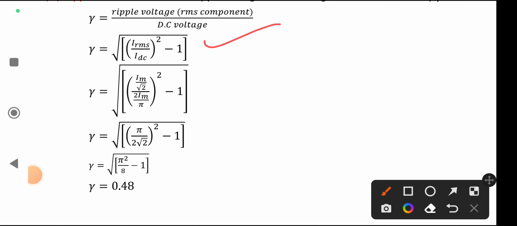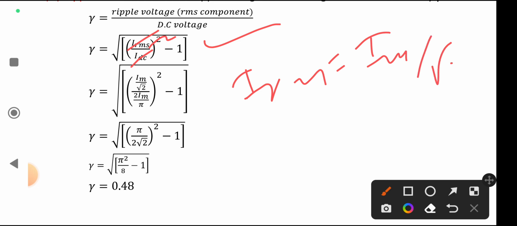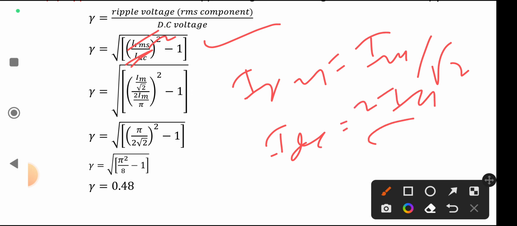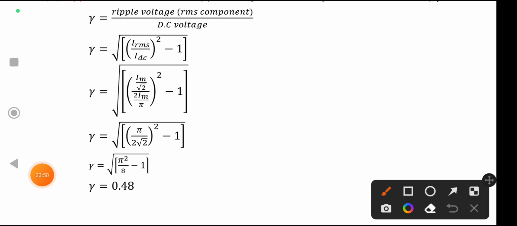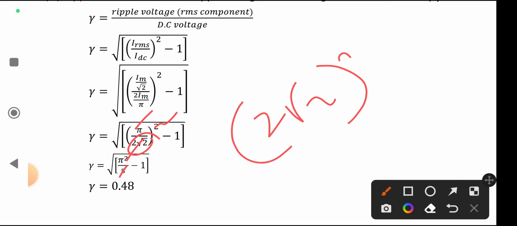There is a simplification, no need to show it. This is the square root of (IRMS by IDC) whole square minus 1. And we know the IRMS value: Im by root 2. And the IDC value is 2 Im by pi. So both values are substituted here. After substitution, Im and Im get cancelled. This pi goes upside, so that is pi by 2 root 2 whole square. Apply the square: pi square, and 2 root 2 whole square becomes 8 only.